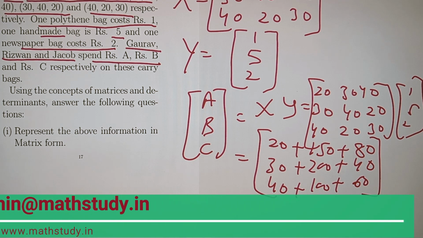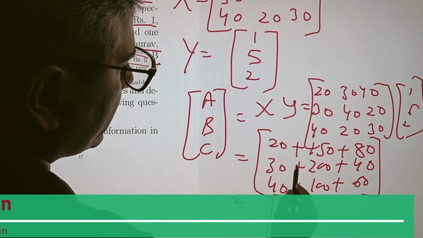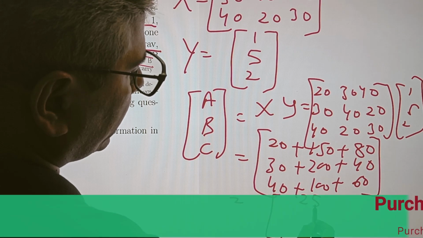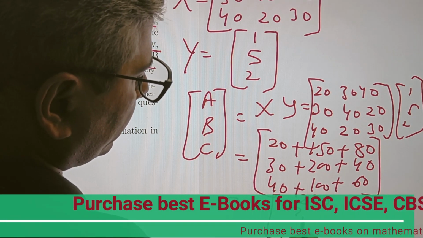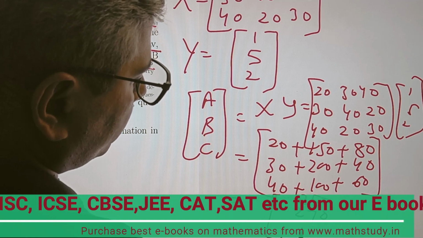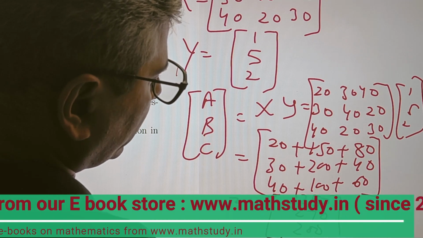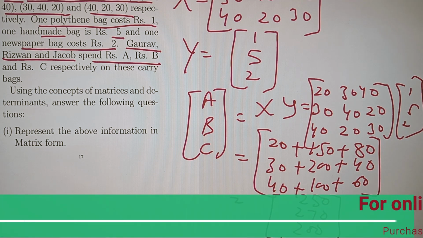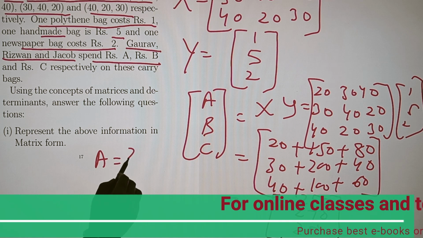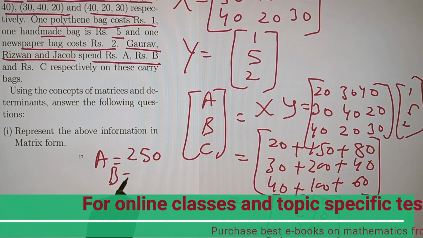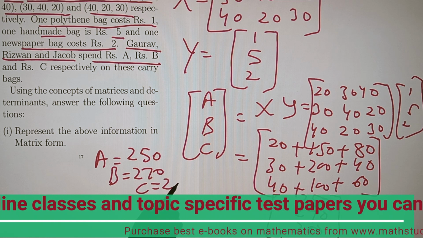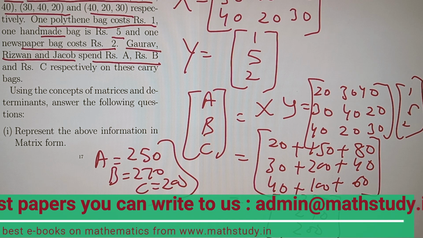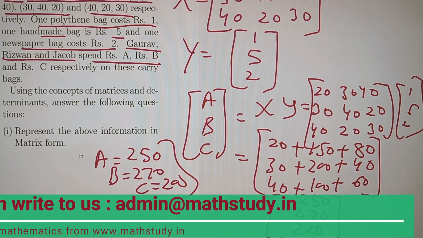So let's add it and we will get the values of ABC. Very simple. 20, 150 and 80 is 250 here. 30, 200 and 40 is 270. 40, 100 and 60 is 200. So here we got our values of ABC as 250, 270 and 200. We can simply write A equals 250, B equals 270 and C equals 200. Very simple. So in this manner we were able to solve both the parts of question number 5.